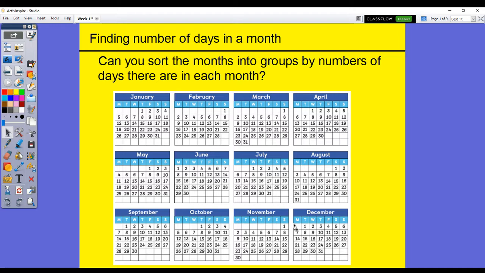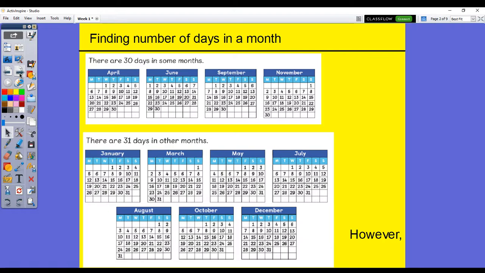Okay, so you're going to pause the video in a second and you're going to group these months with how many days there are in each month. So for example, I can't put January and February together in a group because they don't have the same amount of days. So on your piece of paper, pause the video and see if you can group these months. Off you go. So I'm going to move on and let's see if you are right.